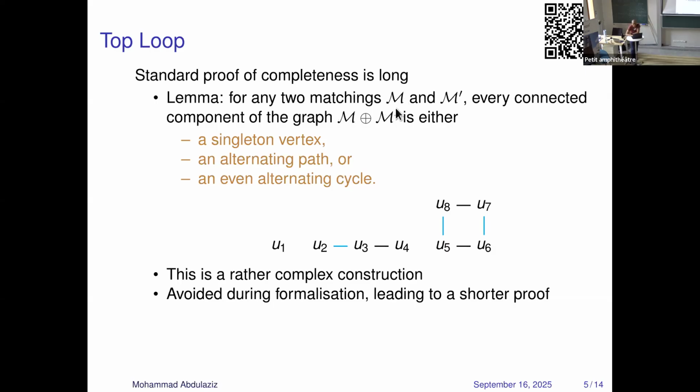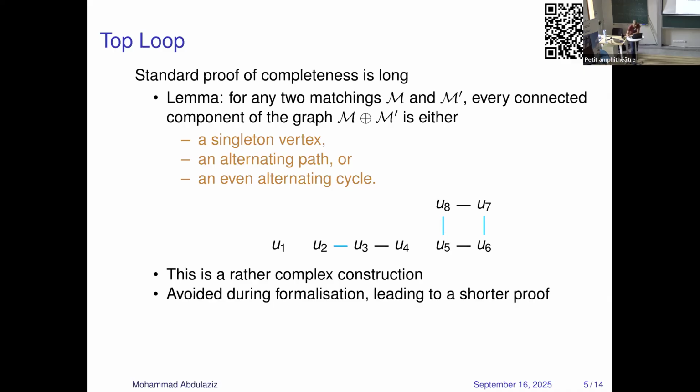If we take their symmetric difference, you need to show that the set of edges in the symmetric difference will form a graph, and that graph has connected components that are one of 3 categories. It's either a singleton vertex, an alternating path, or an even alternating cycle. So an alternating cycle that has an even number of edges.